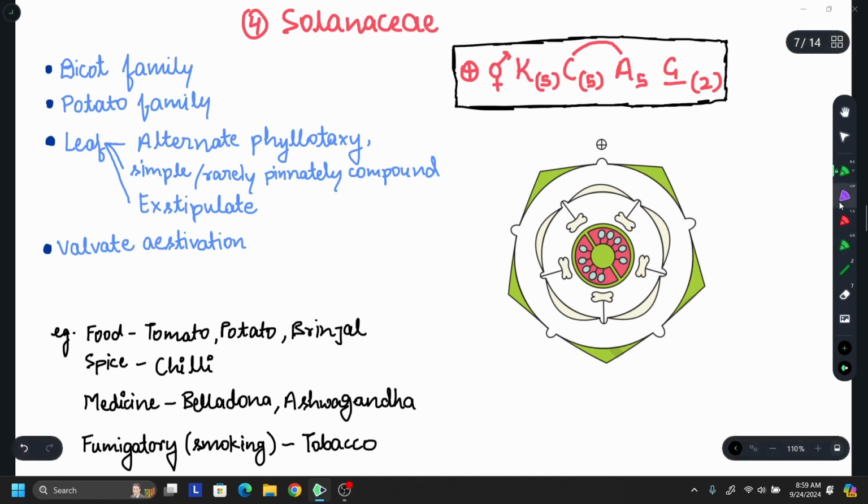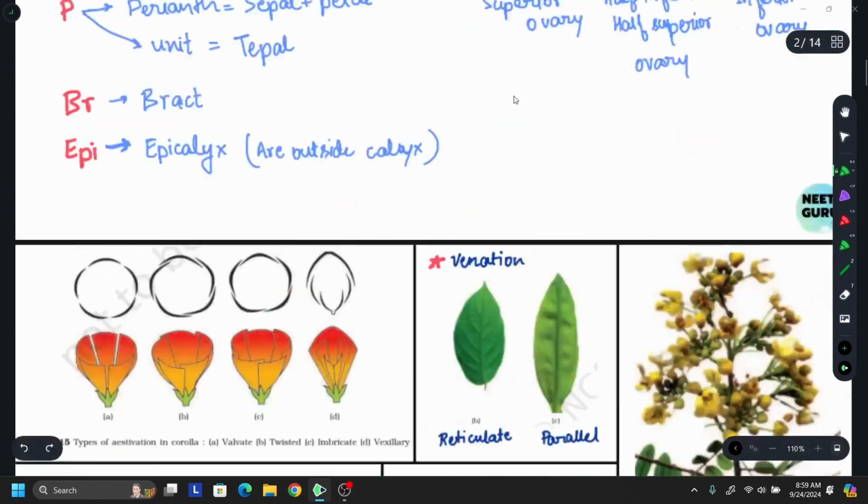Now in a family, the most important thing when you study a plant family is the floral formula, which is basically this part. This is the floral formula of the family. This is very important about every family. You have to study the floral formula because it tells all about the family. And to understand the floral formula, you have to study these symbols. So the first thing we are going to study is the symbols which are given here.